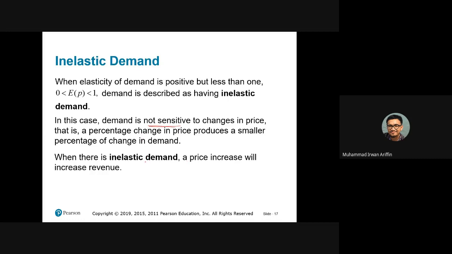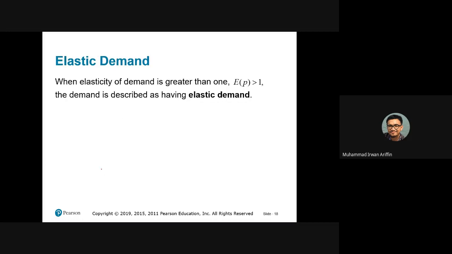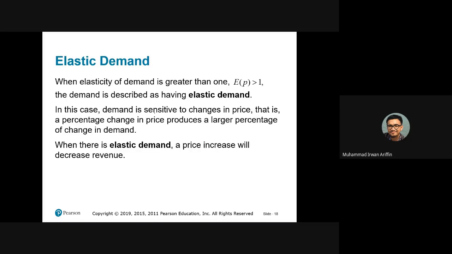So the conclusion is that when we have inelastic demand, a price increase will increase revenue. This is a good strategy. If you know that your product has inelastic demand, you should increase your price so that you can have more revenue. The opposite is true for elastic demand. When elasticity is greater than 1, you have elastic demand, where demand is sensitive to changes in price. And if you have this, a price increase will decrease revenue. When people are sensitive, if you want higher revenue, you should lower your price.